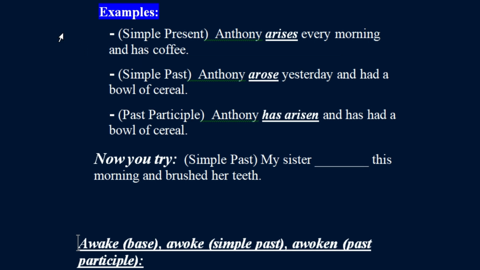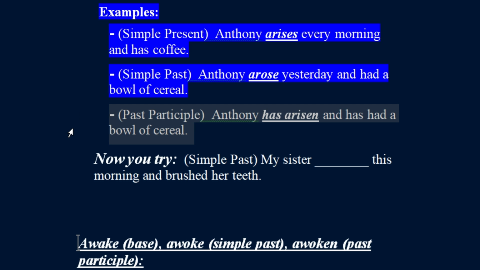Examples. Simple present. Anthony arises every morning and has coffee. Simple past. Anthony arose yesterday and had a bowl of cereal. Another example. Past participle. Anthony has arisen and has had a bowl of cereal.